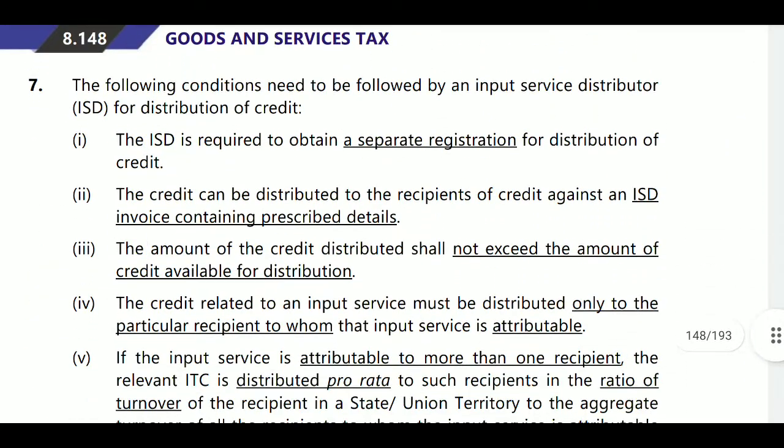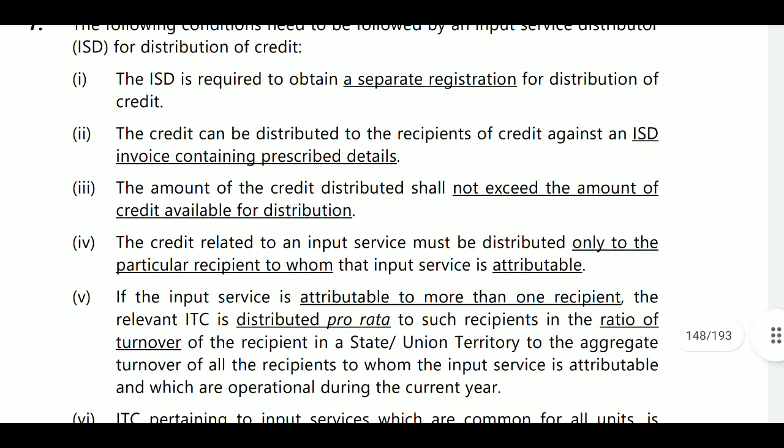The following conditions need to be followed by the input service distributor for distribution of credit. When distributing credit, the ISD must follow these. The ISD is required to obtain separate registration for distribution of credit. You must get the registration. Next, the credit can be distributed to the recipient of credit against an ISD invoice containing prescribed details. You must issue one ISD invoice, and in that invoice the prescribed details must be provided.